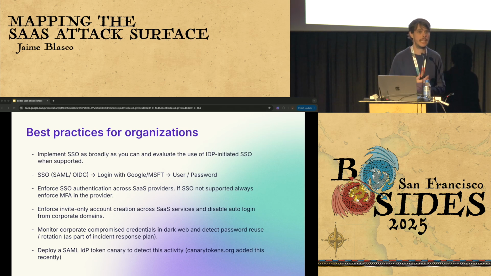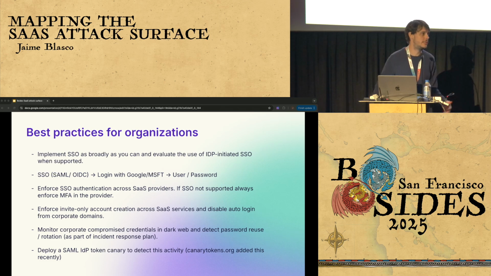Like in some SaaS applications, users can just invite random users instead of using something that the organization provides. And in many cases, those SaaS applications also allow any email address from the company to join the organization. So you always need to disable that for this purpose. Monitor corporate credentials, obviously in the dark web. Monitor for password reuse, because once you have employees reusing passwords, you are in trouble, as we have seen.